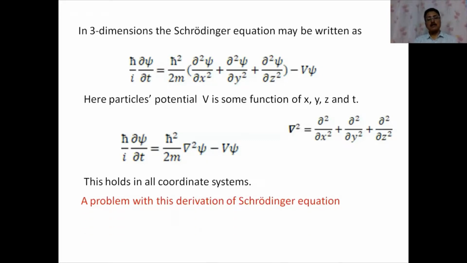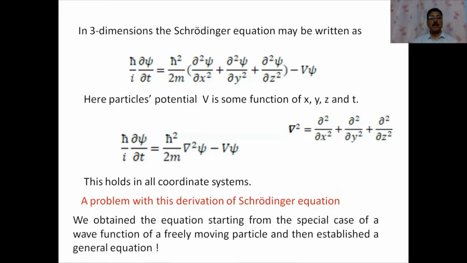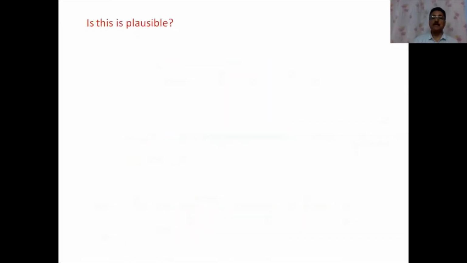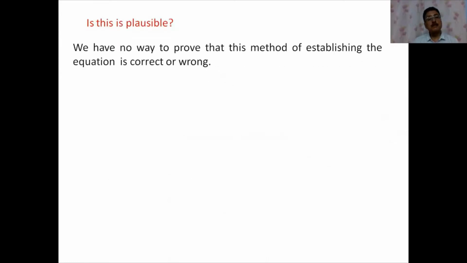Now, just now what I said, there is a problem with this derivation of the Schrödinger equation. We obtained the equation starting from a special case of a wave function of a freely moving particle, and then established a general equation having the potential energy also, which is a function of x, y, z and t. Is it plausible? Is it okay? We have no way to prove that this method of establishing the equation is wrong or correct.